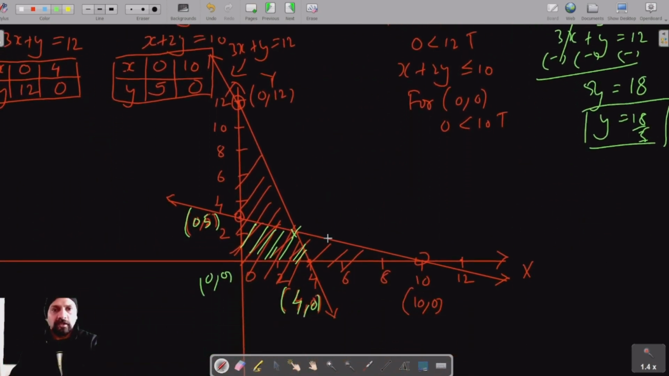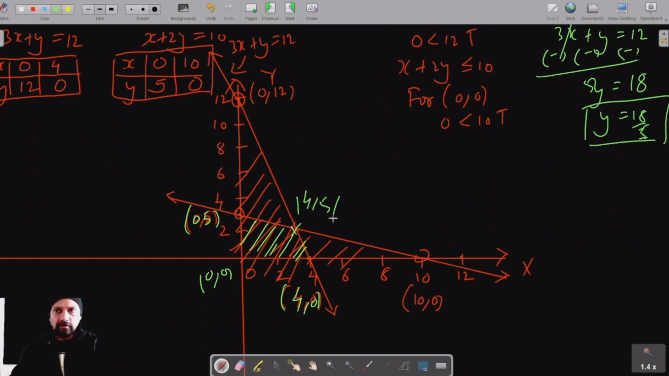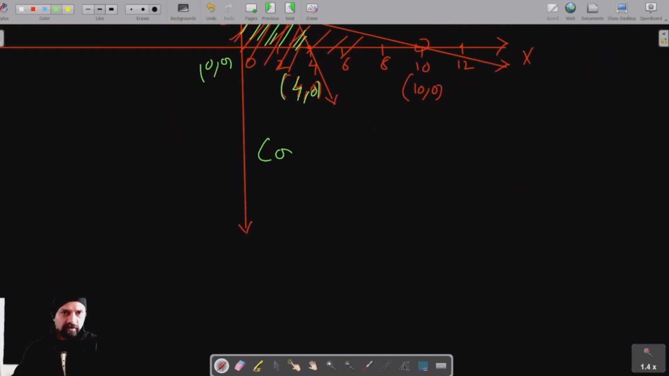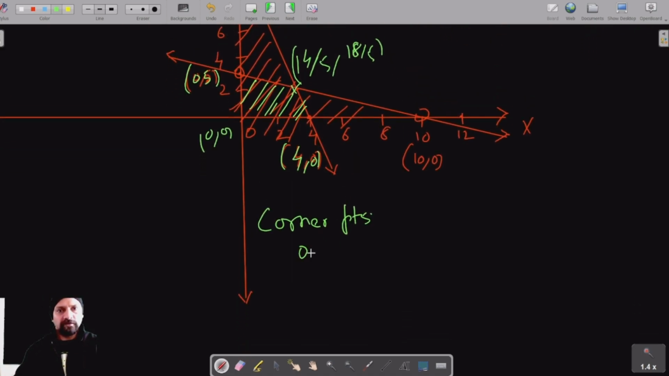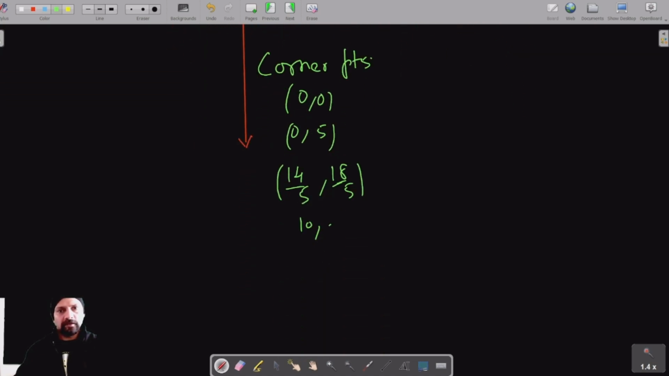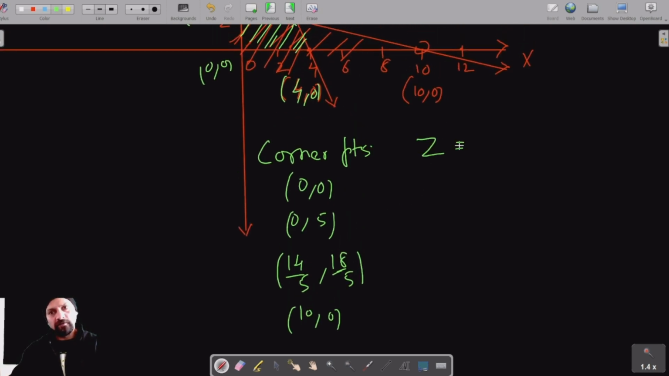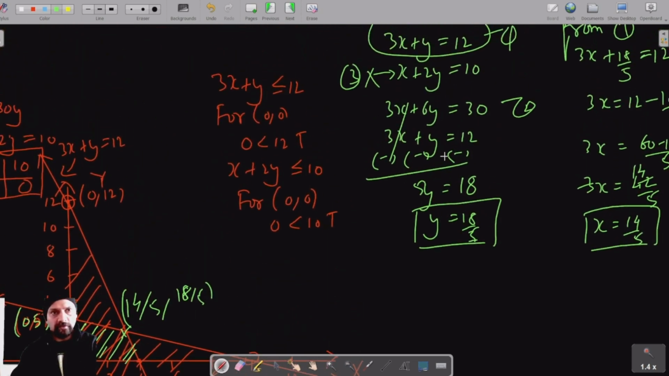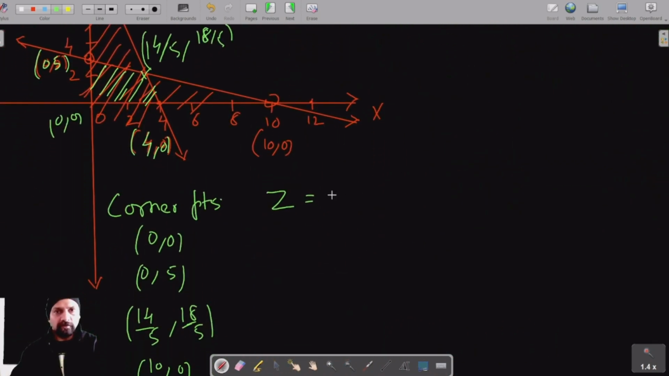So our point of intersection, another corner point, is 14 by 5 comma 18 by 5. So let's write down these corner points and get the value of the objective function on them. The first one is 0, 0, then 0, 5, then 14 by 5, 18 by 5, and 10 comma 0. And our objective function for which we have to get the values is 15x plus, sorry, 30y.